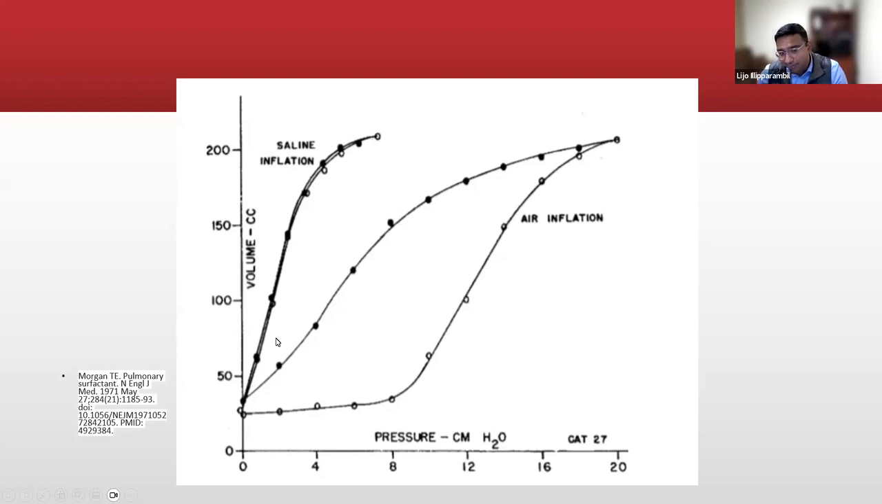Well, it turned out that surfactant is one of the big reasons why we have this hysteresis. And that's what allows this kind of difference in alveolar recruitment and derecruitment and alveolar surface tension, which is all defined by surfactant.